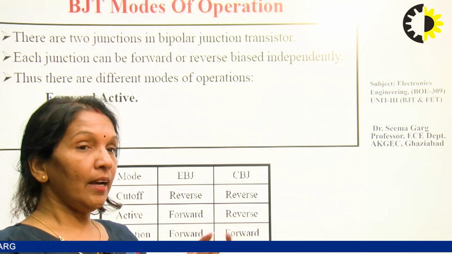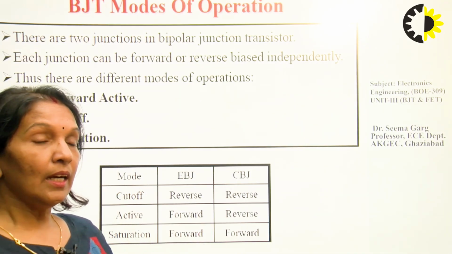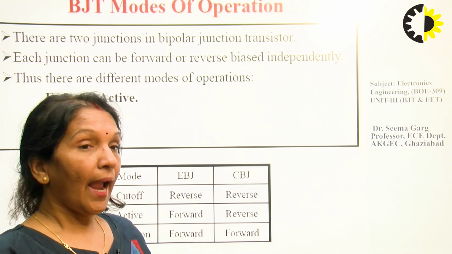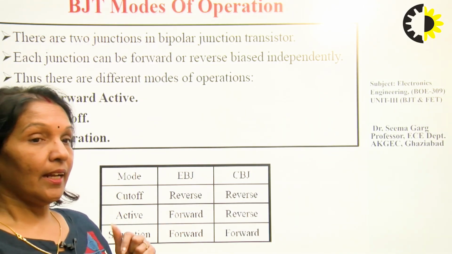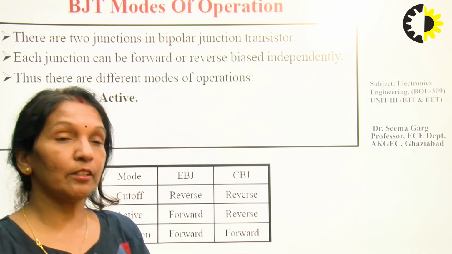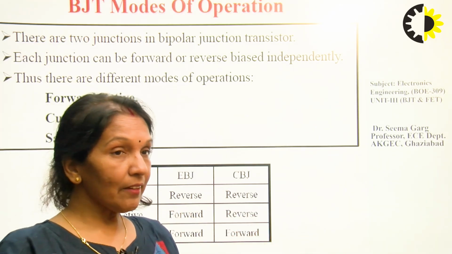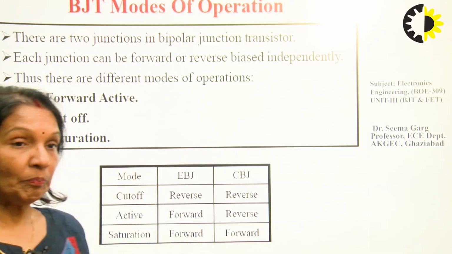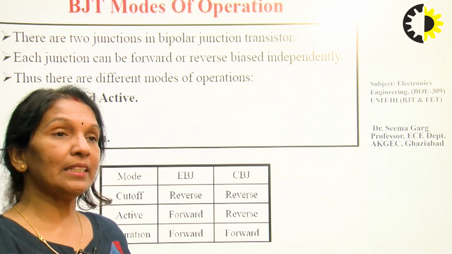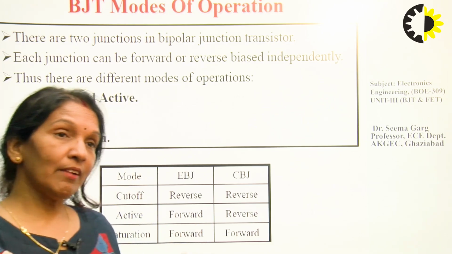If we are reverse biasing the emitter base junction and also reverse biasing the collector base junction, then the transistor goes into the cutoff region, and that means it will be in the off state. If we are forward biasing the emitter base junction and reverse biasing the collector base junction, then the transistor operates in the active region, where it acts as an amplifier. The third one is the saturation region. In saturation, the emitter base junction gets forward biased and the collector base junction is also forward biased, so it will be in the on state.